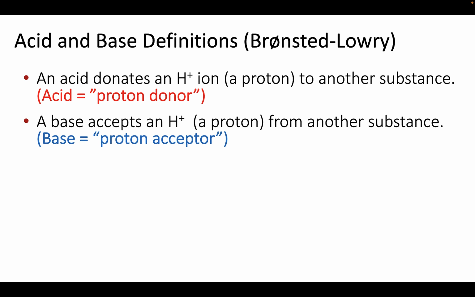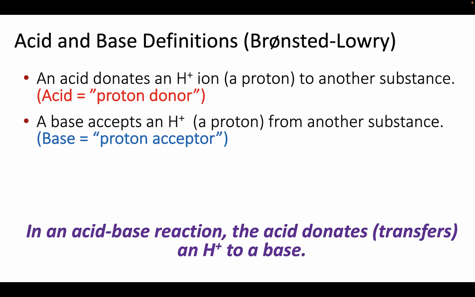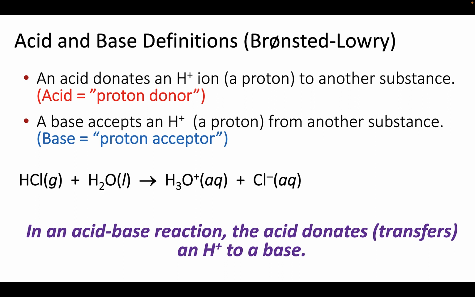When we look at an acid, this is a proton donor. It's going to be losing an H+. A base is a proton acceptor. It's going to be accepting or gaining an H+ from another substance. When we have an acid-base reaction, we basically have one species that acts as an acid that's going to donate this proton, and another species that acts as a base that's going to accept this proton.